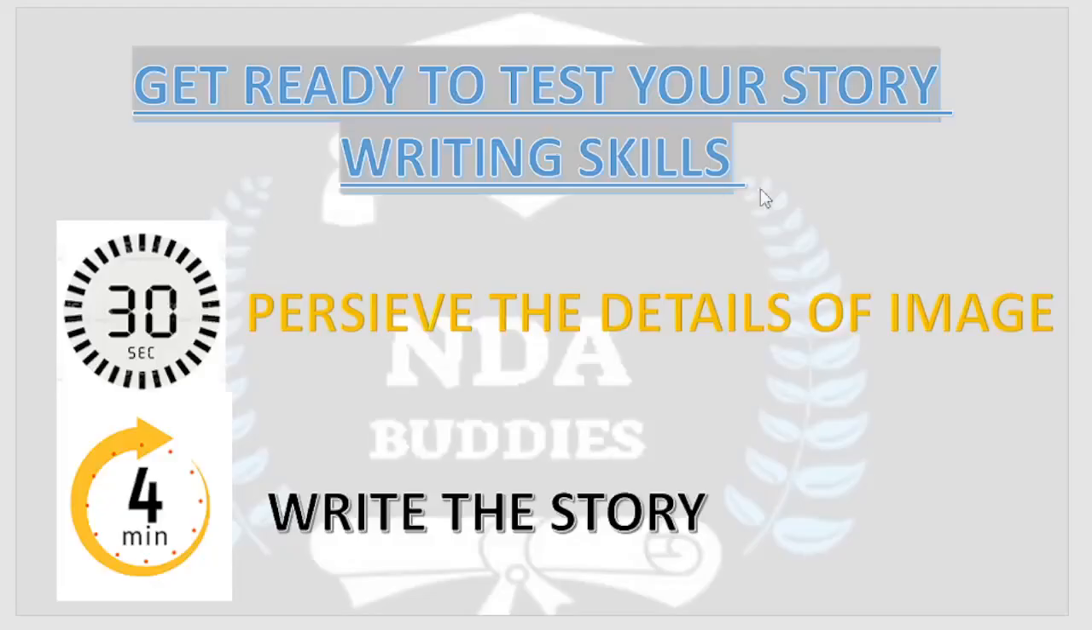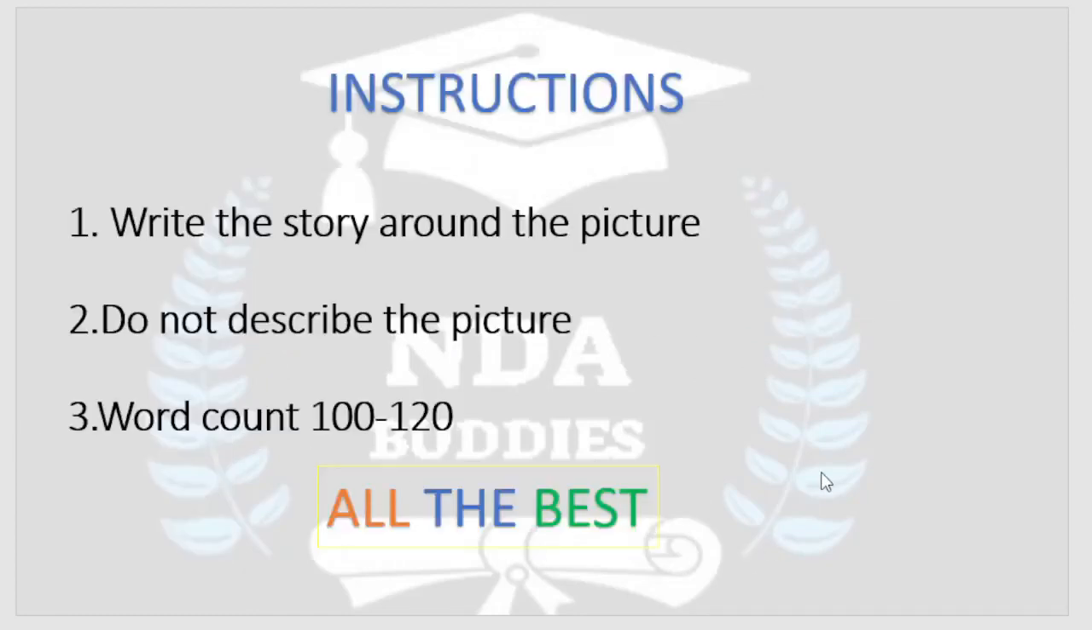Today we are here with the self-test series for story writing. In this, you will be shown a picture for 30 seconds, from which you will perceive some details, and then in the given time of 4 minutes, you have to write the story. The instructions for the test are: write the story around the picture, do not describe the picture, and the word limit is 100 to 120 words. So get ready and all the best for the exam.